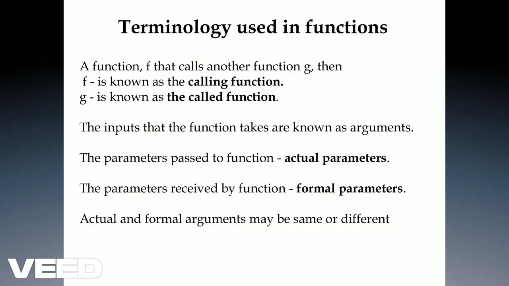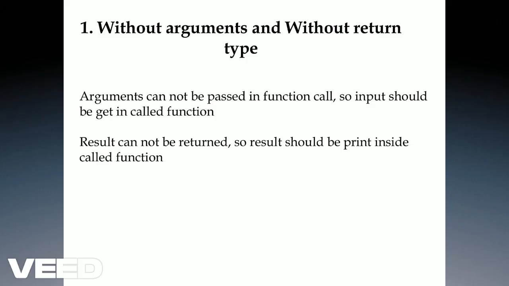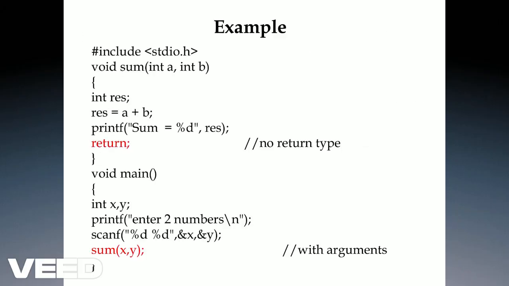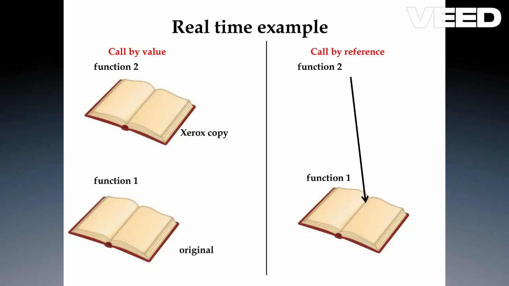The terminology used in functions: calling function and called function. The parameters passed to the functions are actual parameters and formal parameters. Then there are basically four types of function calls: function with arguments and with return type, function without arguments and without return type, function without arguments and with return type, and function with arguments and without return type. These are the four basic types. This is the example for computing the sum, with no return type and without arguments. Real time example.